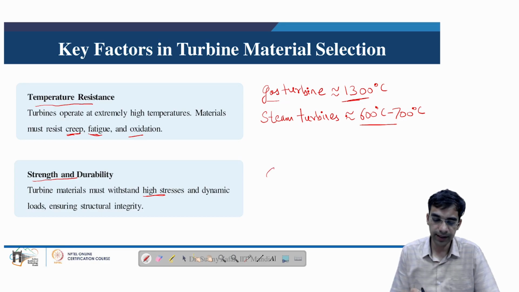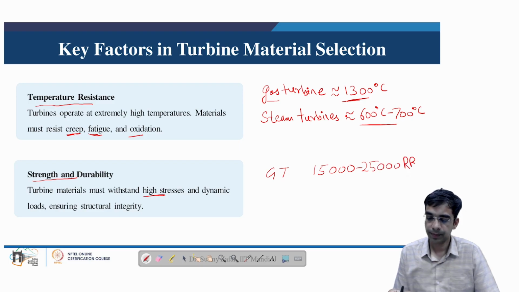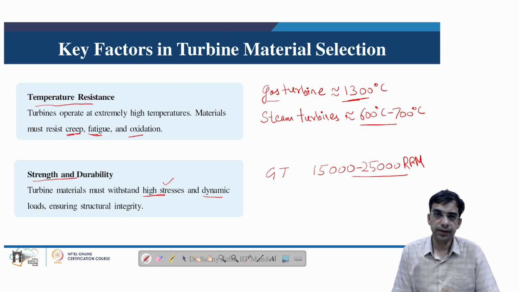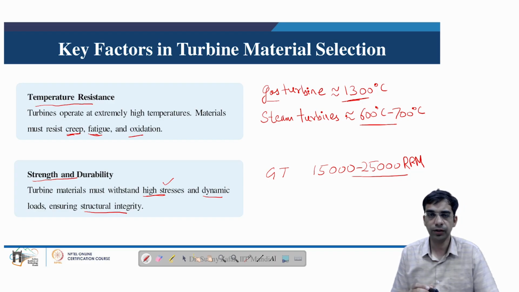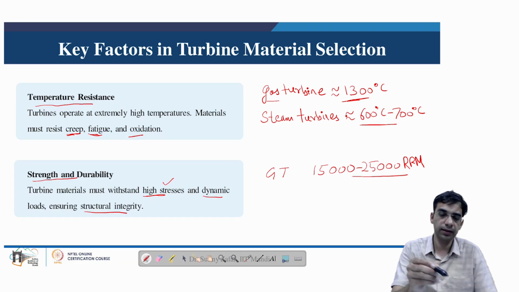For example, as we have discussed, the rotational speed of a gas turbine is of the order of 15,000 to 25,000 rpm, meaning rounds per minute. At this level of speed, very high stresses are generated. There are dynamic loads, because loads are constantly varying, and the turbine materials also should ensure their structural integrity. It is not that it should operate only once; rather, turbines are designed to operate over a period of say 10 to 15 years. So the structural integrity should be intact, so that there is durability and reliability while the turbine is operating.